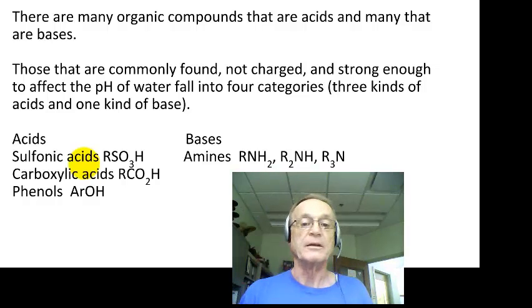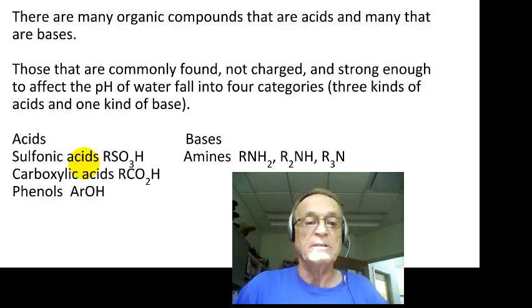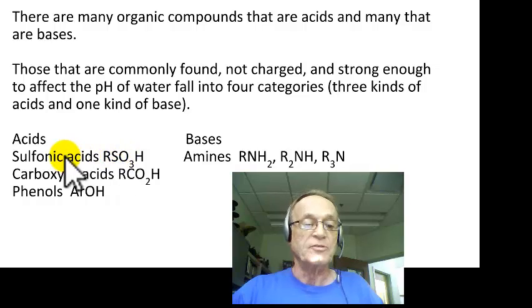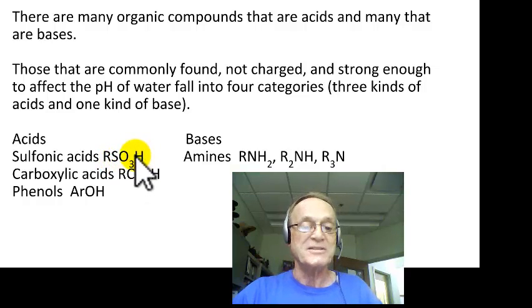Now, there are many organic compounds that are acids and many that are bases. Those that are commonly found and those that don't have charges, in other words, neutral compounds that are acids or bases, there's basically four kinds. There are these things called sulfonic acids. Sulfonic acids have a carbon group, so that's what the R stands for, and then a sulfur with three oxygens attached, and then a hydrogen attached to one of those three oxygens. These turn out to be very strong acids, kind of like sulfuric acid. In fact, these are very similar to sulfuric acid, both in structure and in acidity.